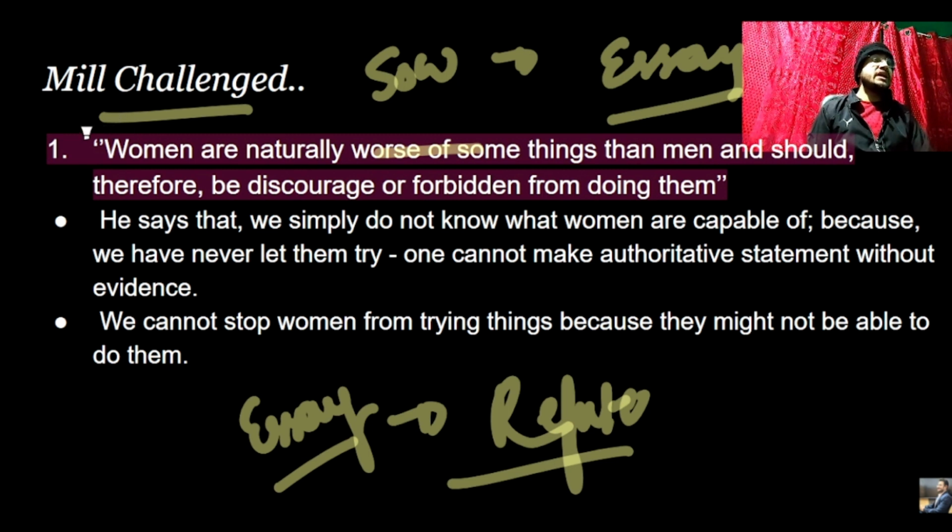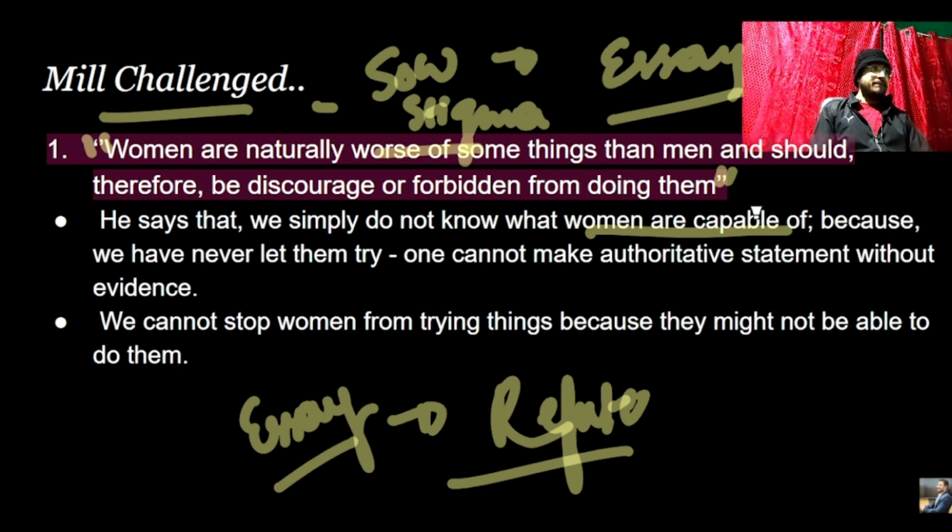So this is one of the ideas, or preconceived notions, or stigmas that is being held in the society, right? Here Mill will basically challenge this particular stigma. How will he challenge it? He will say that we simply do not know what women are capable of, because we have never let them try.